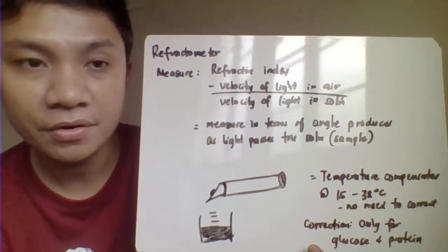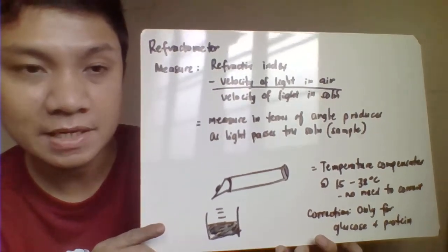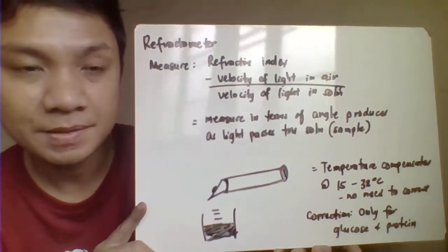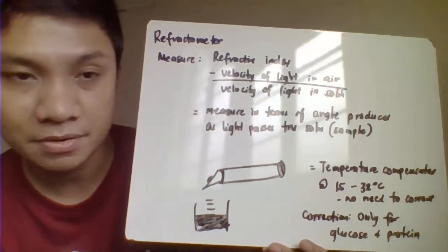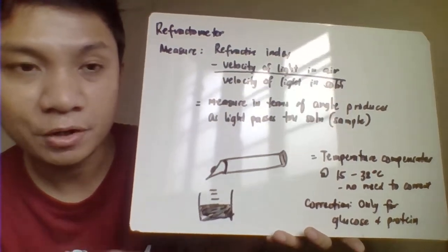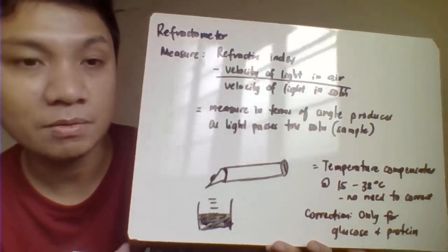Okay, when you're doing your urinometer, so again, you need to calibrate that one with the distilled water. And it should have a specific gravity reading of 1.000, 1.003. Before you could proceed with your experimentation. So, dapat makalibrate mo muna siya before you proceed with that.